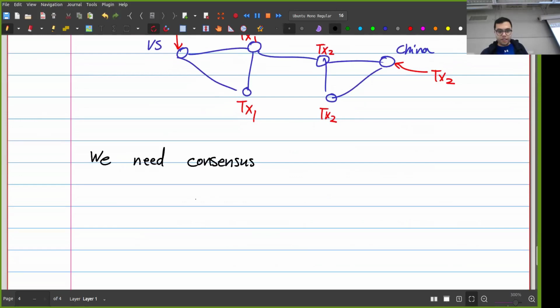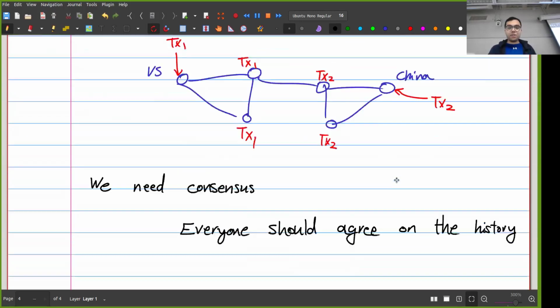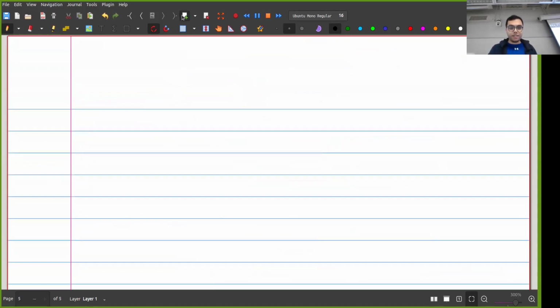Okay? Everyone should agree on the history. Because if this happens, if everyone agrees on the history, then we're fine. Okay. How are we going to do this? We're just going to use our central bank. So our central bank is going to be our consensus maker.